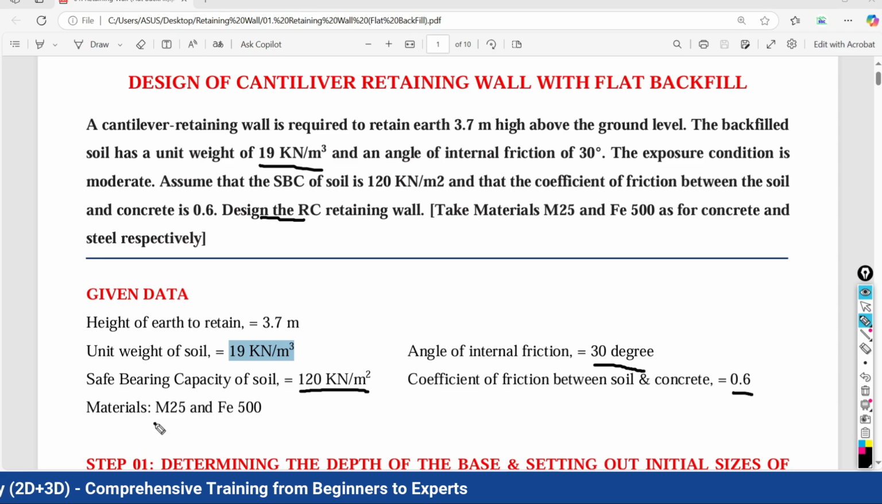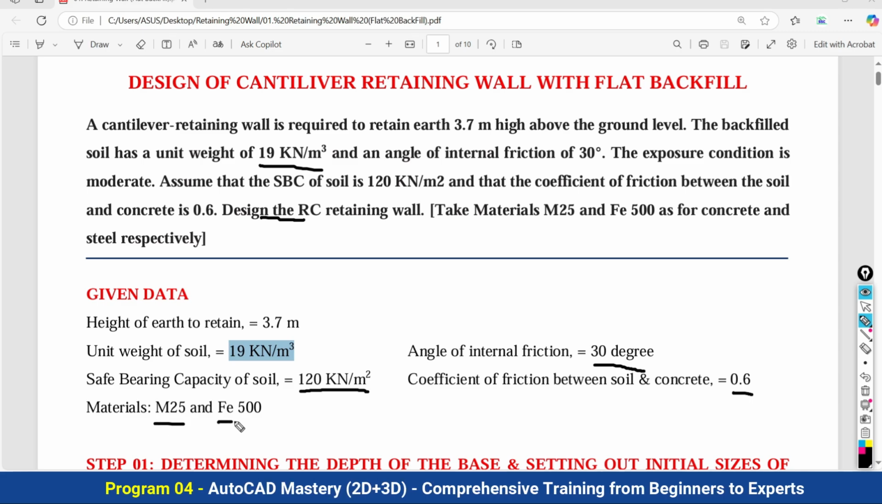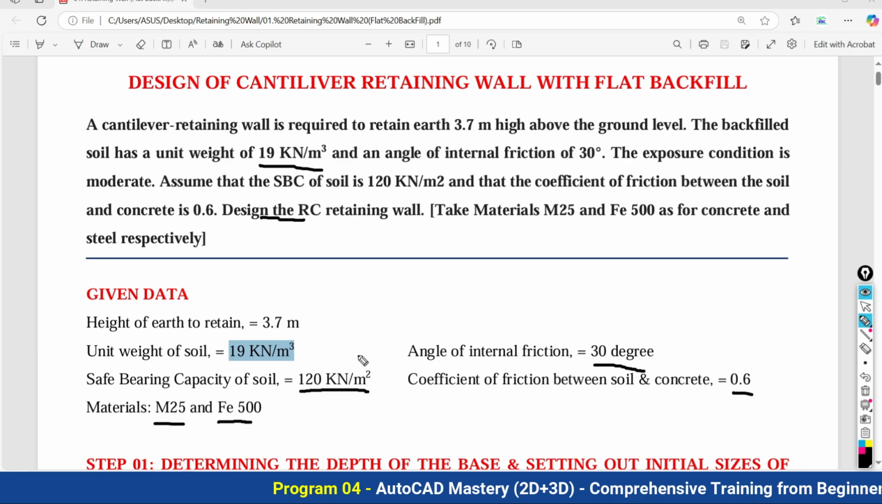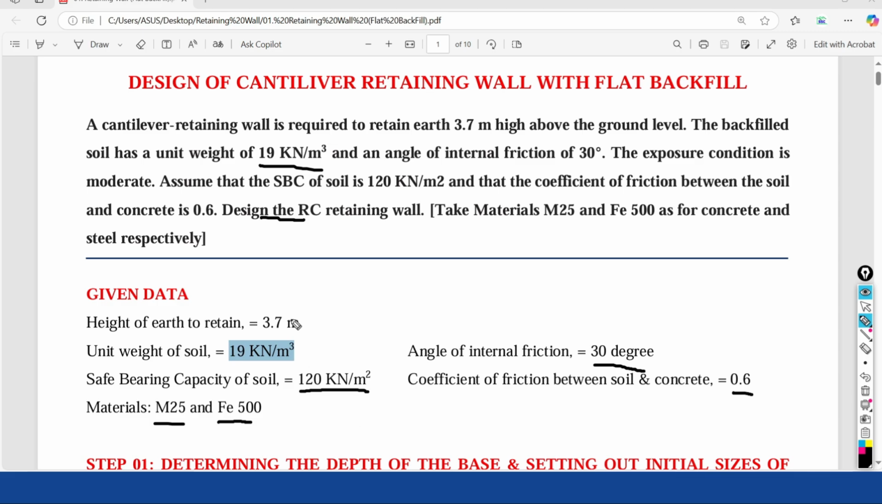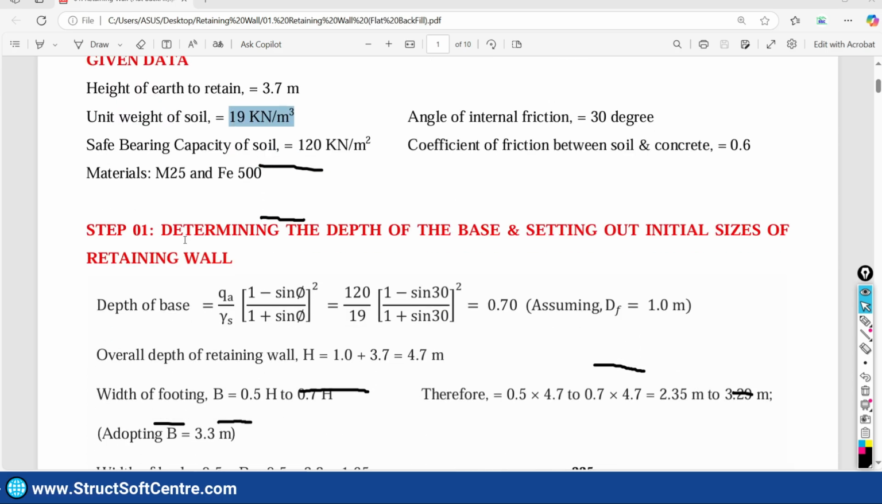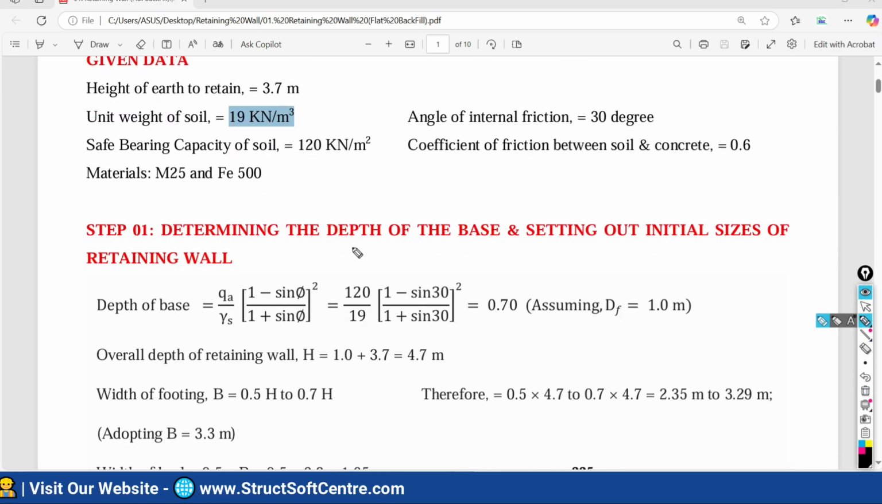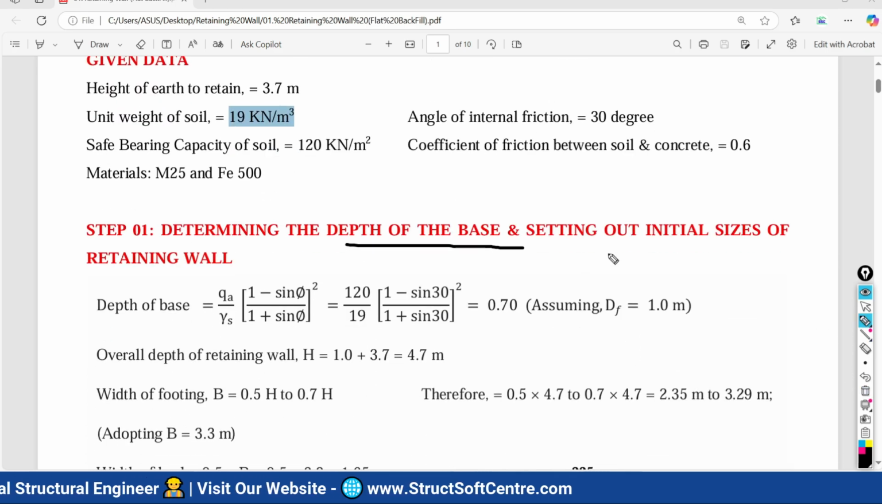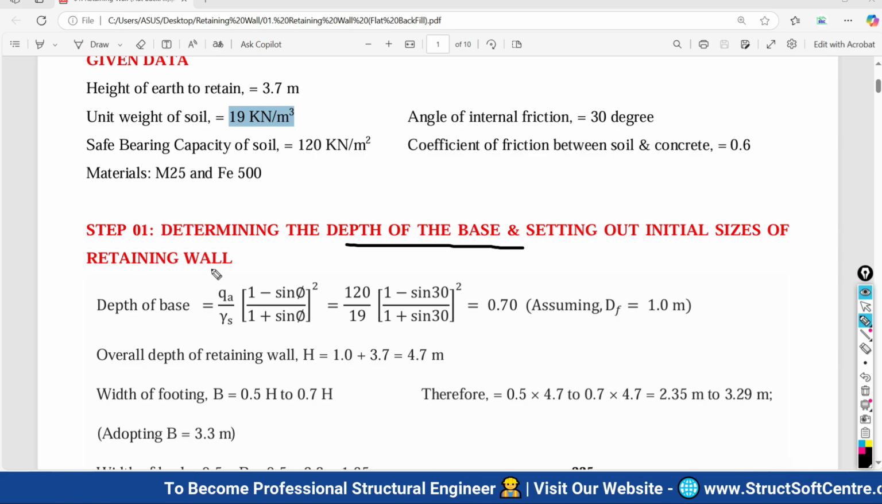Material for the concrete is M25. Material for the steel or rebar we need to take as Fe500. So this is the complete data given for the purpose of designing the reinforced concrete retaining wall. So in the light of all this given data, we are going to start the solution. In the first step, we are going to find out the depth of the base and we are going to set out initial sizes of the retaining wall.